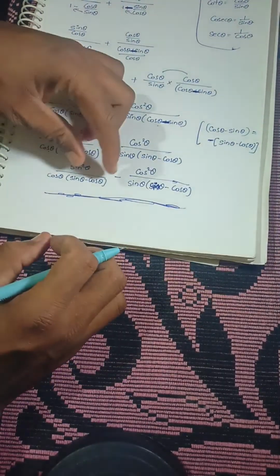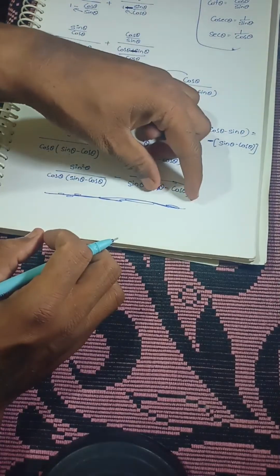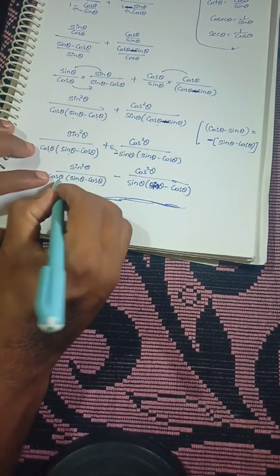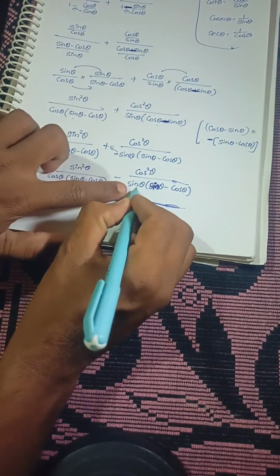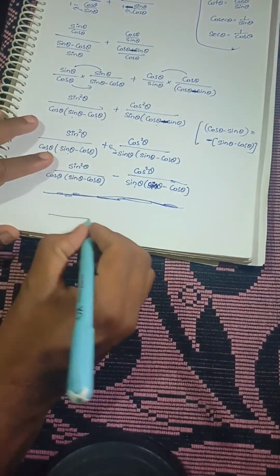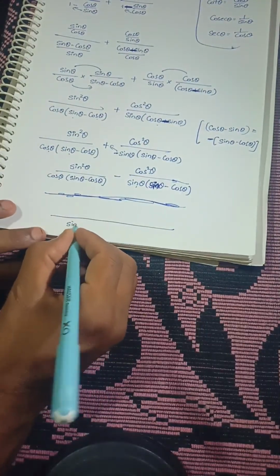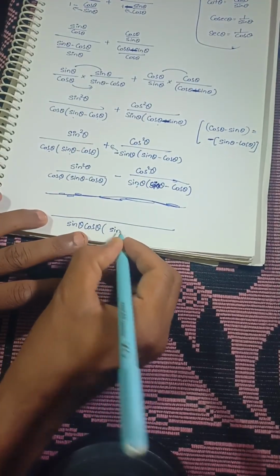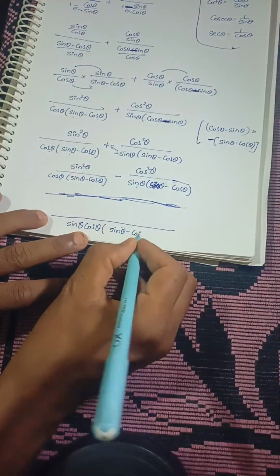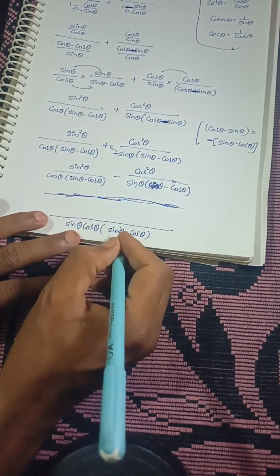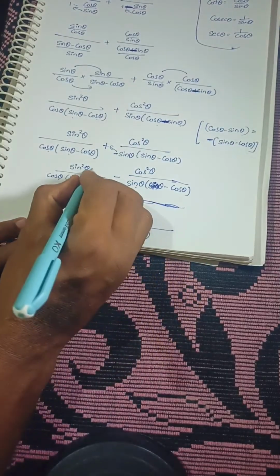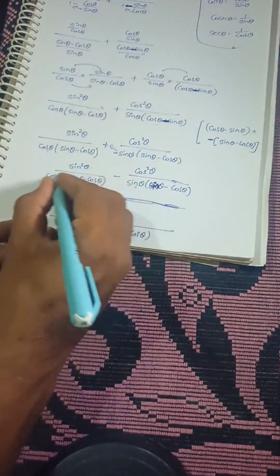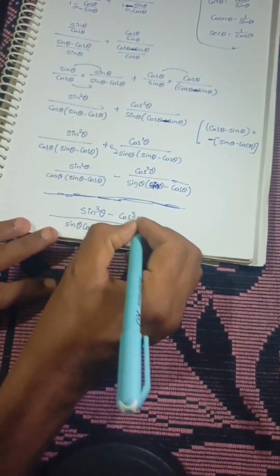Now see here, sin theta minus cos theta is common, but cos theta and sin theta are not common. This cos theta is multiplied to cos square theta, this sin theta is multiplied to sin square theta. That means in the denominator we will get sin theta into cos theta into sin theta minus cos theta. Sin square into sin theta becomes sin cube theta. Cos square theta into cos theta will become cos cube theta.